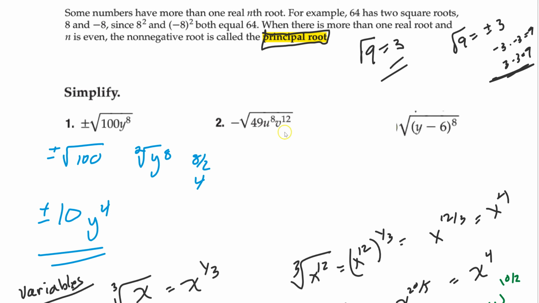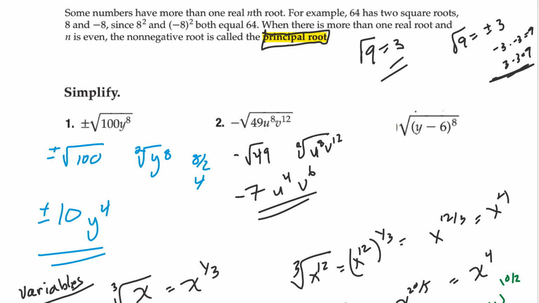Over here, again, I'm going to do the exact same thing. I like to do the numbers separately. I mean, you don't have to rewrite it, but in your head, that's the way you do it. The square root of 49 u to the 8 v to the 12. So that's going to be 7, and there's a negative on the outside, so negative 7. And then again, all you're doing here is dividing each one of them by 2, because there's no root, the root's 2. So 8 divided by 2 is 4, and 12 divided by 2 is 6.